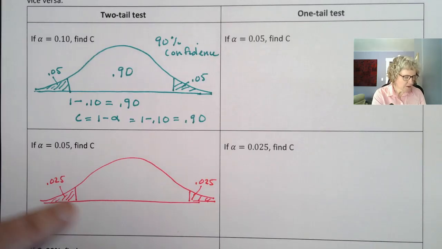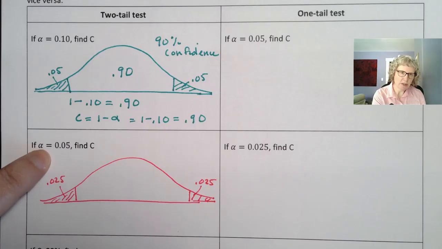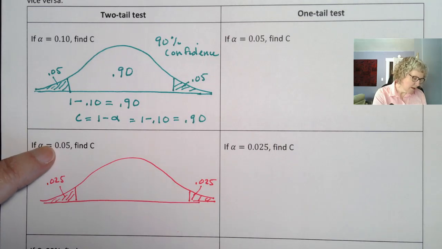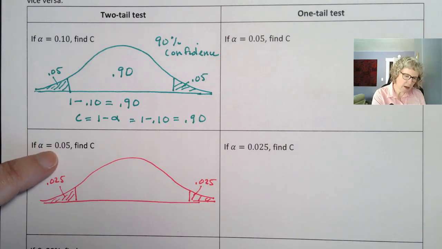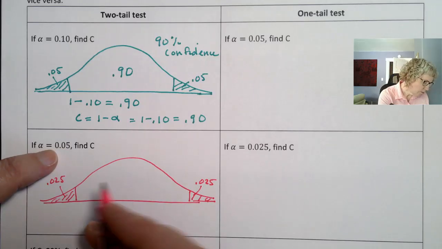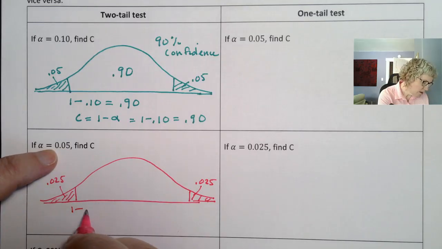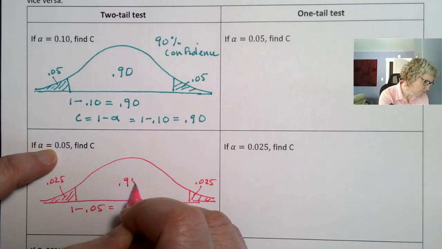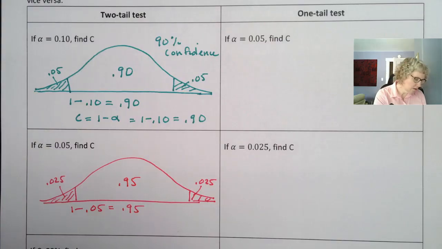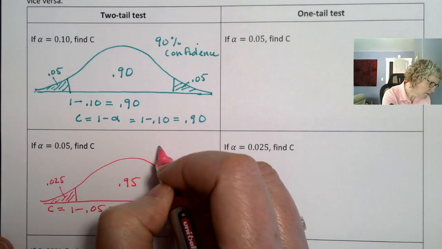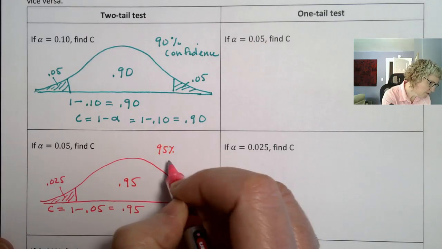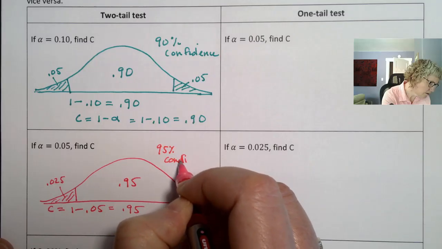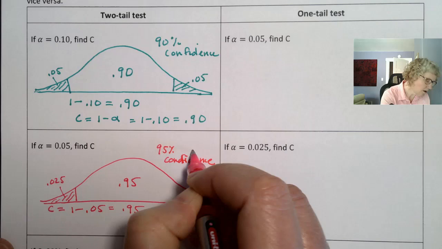All we really need to know, though, is that the two tails add up, right, in a two-tail test. The two tails, we add them up. So if it's a 5% test, that's the maximum that the p-value could be. So I'm going to do 1 minus, to find the middle, 1 minus 0.05 is 0.95. Okay, so C equals 0.95. So that would be a 95% confidence.